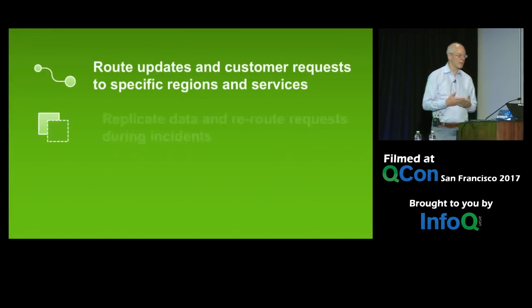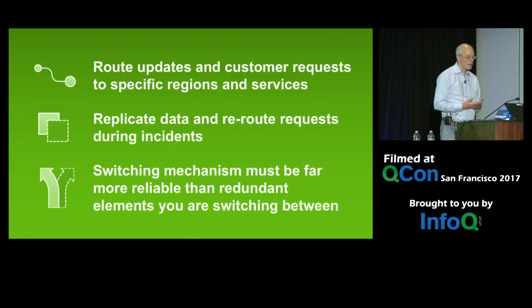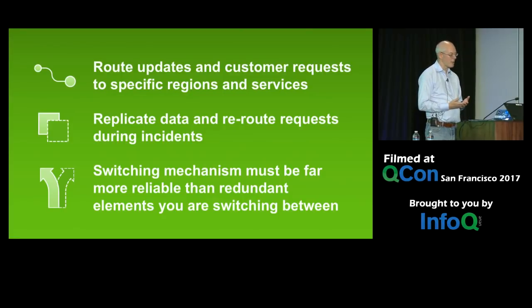So here's the problem. You want to route updates and customer requests to specific regions and services. You want to replicate data and reroute requests during incidents. And the switching mechanism, this is the hard part, needs to be more reliable than the things you're switching between. This is one of the principles of highly available systems. If you put a switch between two things, the failure rate of the switch has to be vastly better than the failure rate of the things. Otherwise, you're just making it worse, right? The combined reliability of the whole thing is dominated by the fact that the switch is less reliable than the things you're trying to switch between.